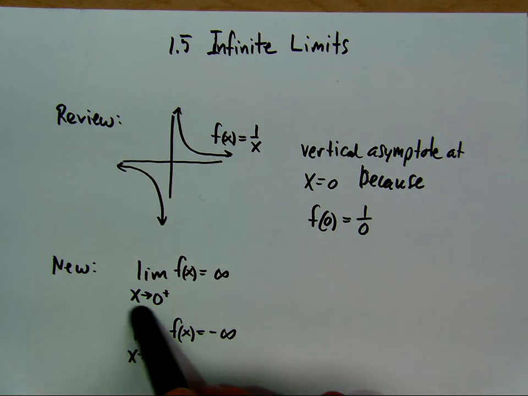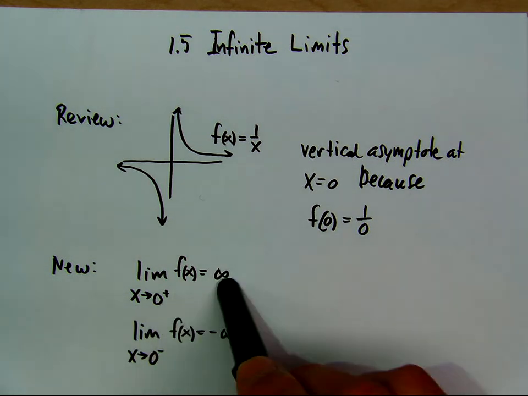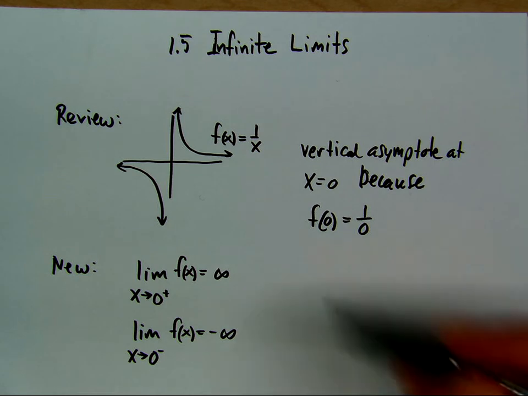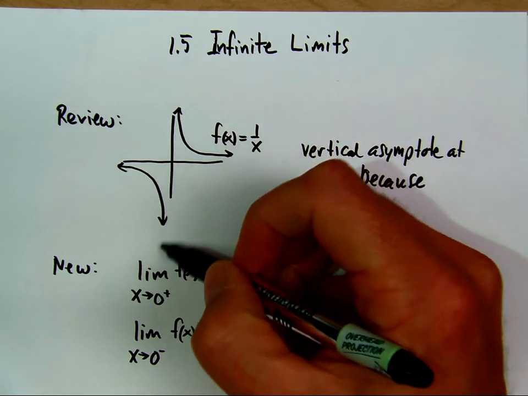The limit as x goes to 0 from the right is positive infinity. From the right, the graph goes to positive infinity. And from the left, it goes to negative infinity.